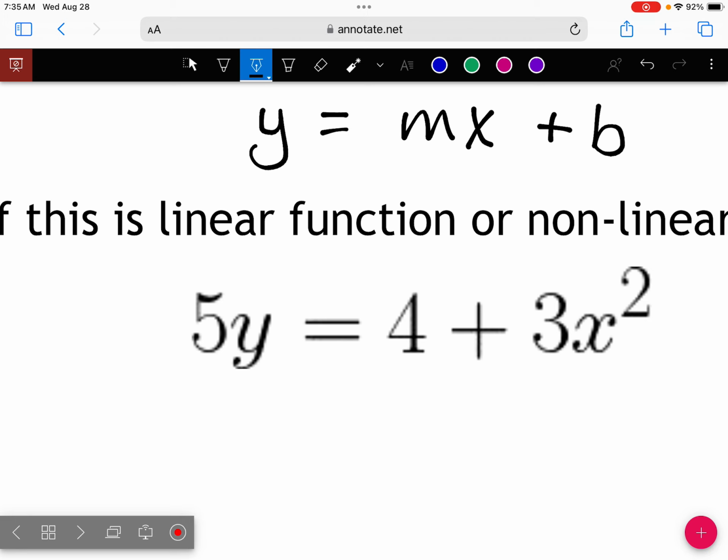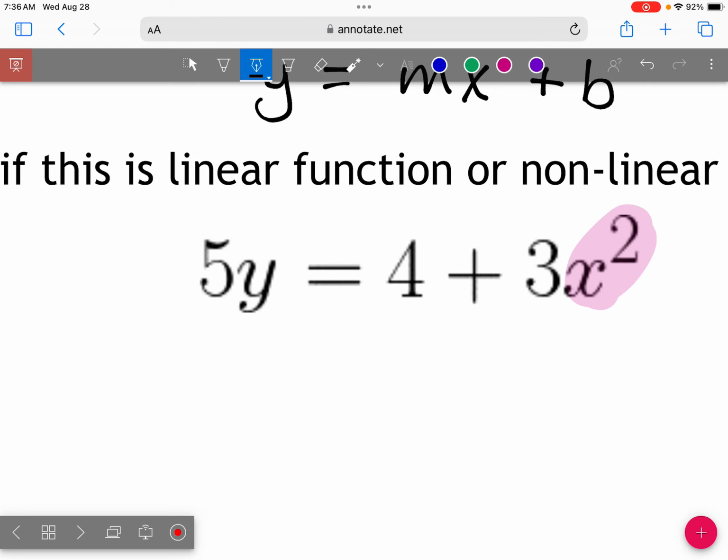So we're not going to be doing anything with the exponent. But do we see that we have an exponent here? I've got an x squared. So this is nonlinear. If my x is being squared, or to the third, or to any power, it's not a line. We're going to graph these by the end of the semester. But all we're looking at right now is, is it a line or not a line? So this is non-linear.